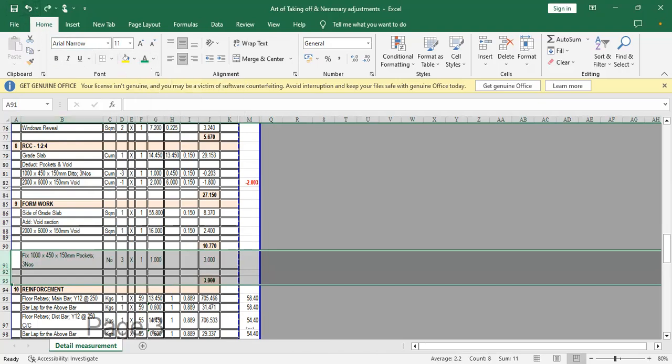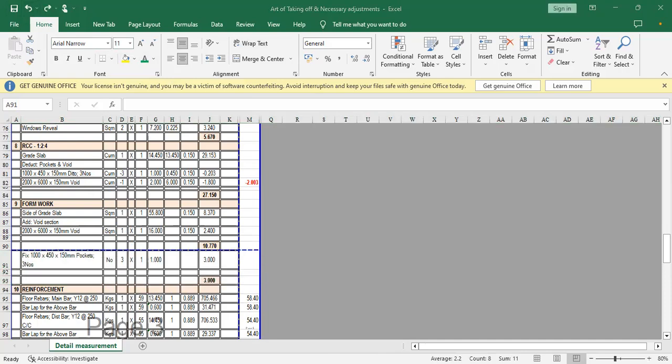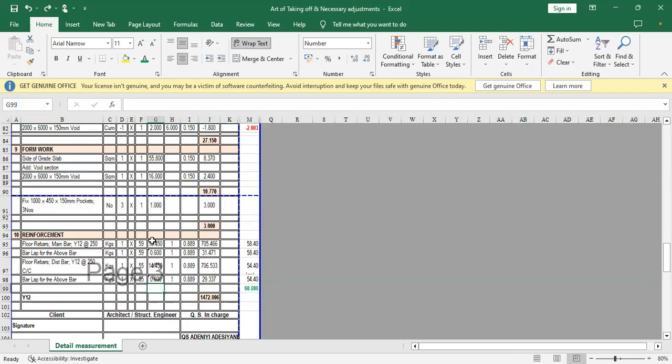Another form of adjustment that we will also discuss is adjustment for bar lap, or reinforcement beyond 12 meter. Just as we explained, our length is 13.45, but the standard length that we can find on the market is less than 12 meter. So the contractor will need to provide, as we have on this drawing, a main bar of 13.45 and a distribution bar of 14.45.